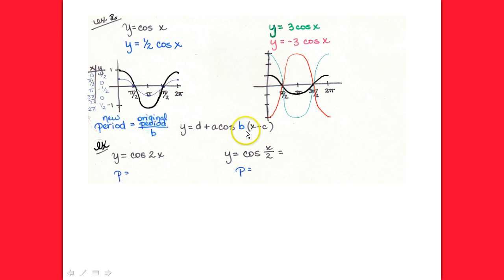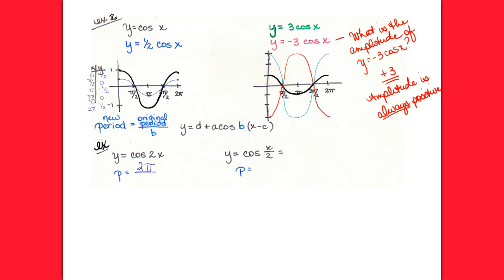Remember we said that if there's a number in between cosine and x, it's going to change the period. And what it's going to do is my new period will be my original period divided by my b value. So for instance, when we've got y is equal to cosine 2x, then I'm going to take 2 pi, and I'm going to divide that by my b value of 2, and that'll give me a period of 1 pi. So my original period for cosine is 2 pi. My b value is 2, so 2 pi divided by 2 means my new period will be 1 pi, and we'll see how that will affect our graph tomorrow.